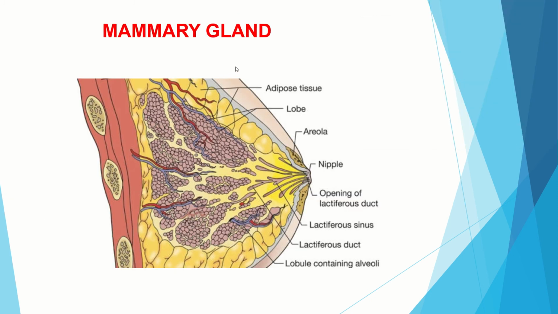And next one is mammary gland. So this mammary gland is a modified sweat gland for both the sexes, male and female. And this mammary gland has the following structures. So let us see in detail about the mammary gland.